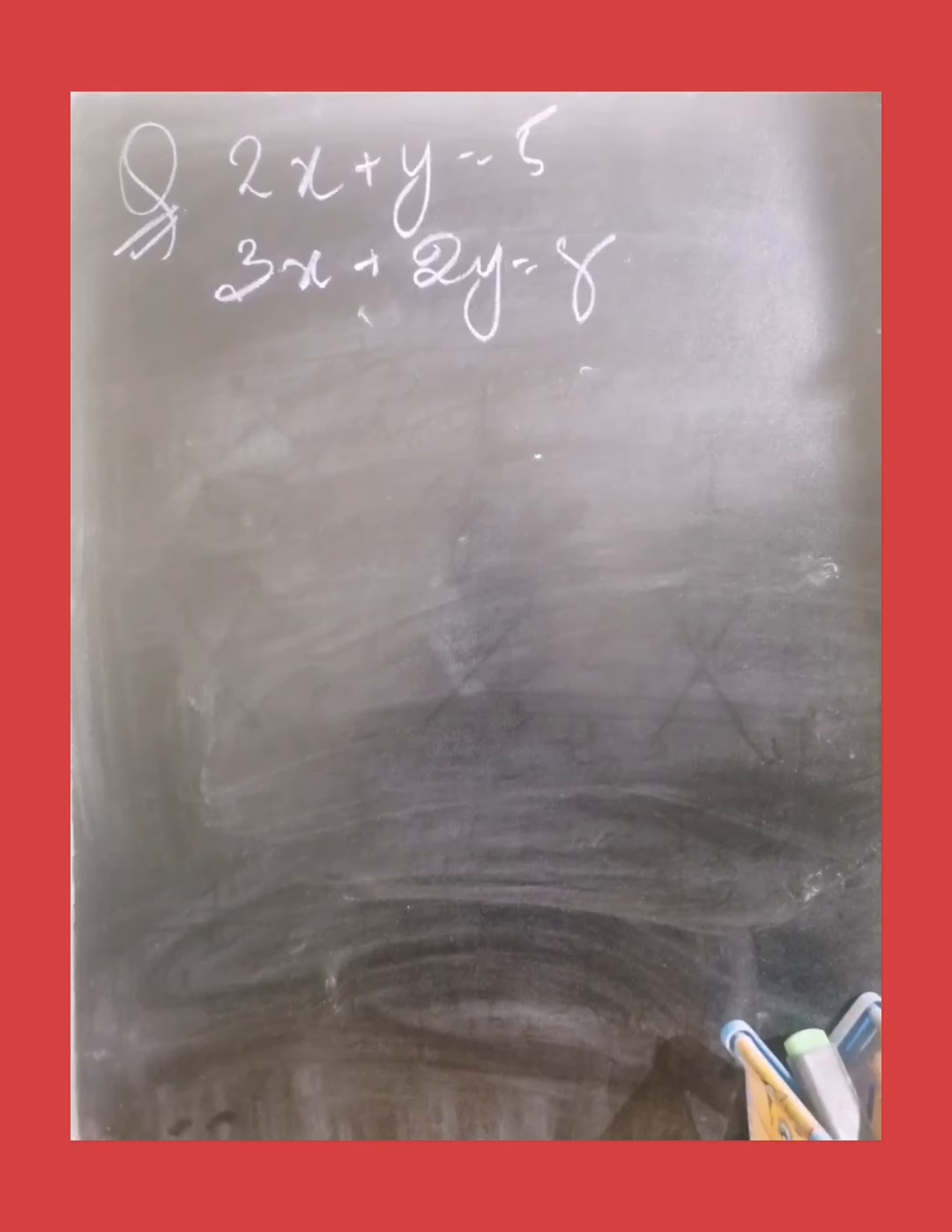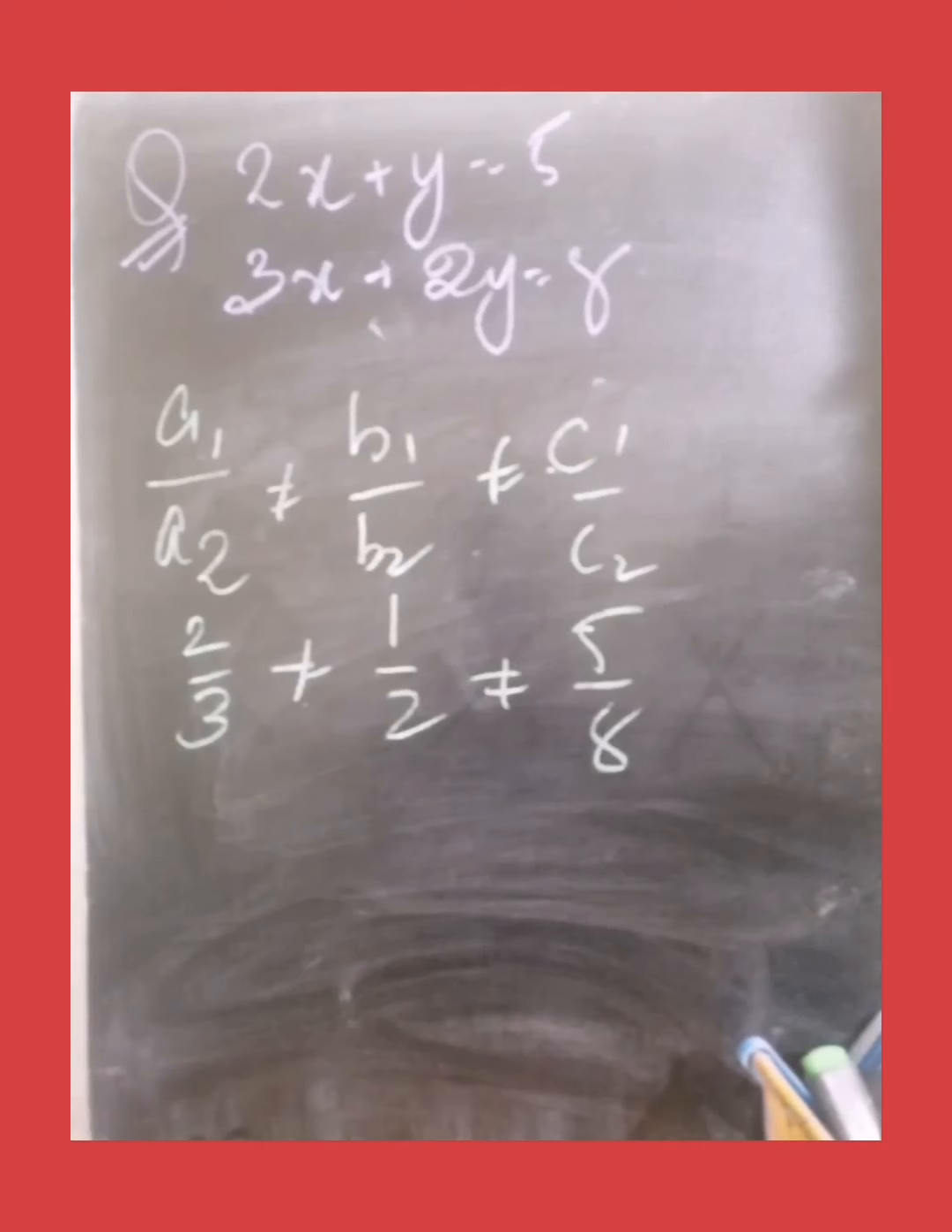Here is our question: 2x + y = 5, 3x + 2y = 8. We are given two linear equations in two variables. We have to solve them by the cross multiplication method. So see how we will use it. The thing that I told you in the previous videos also is that when you solve by any method, it should have a unique solution.